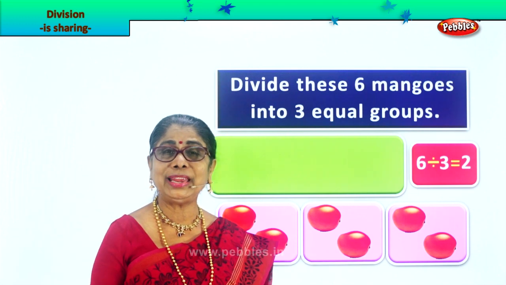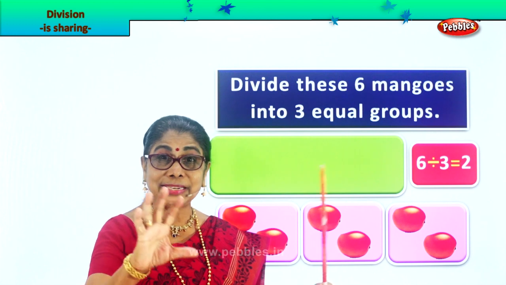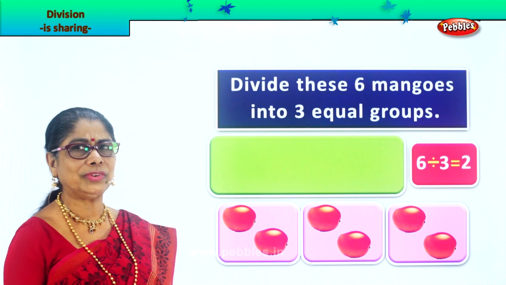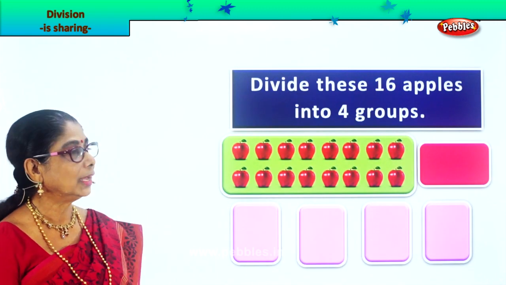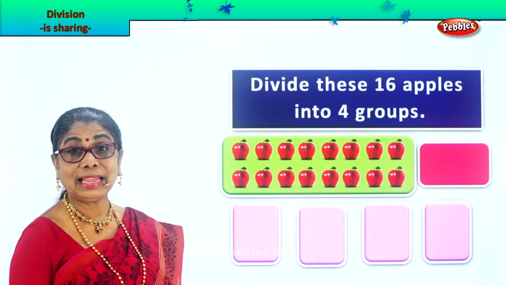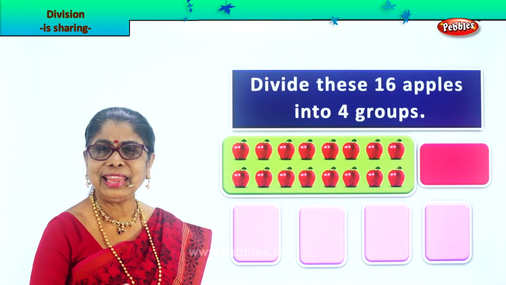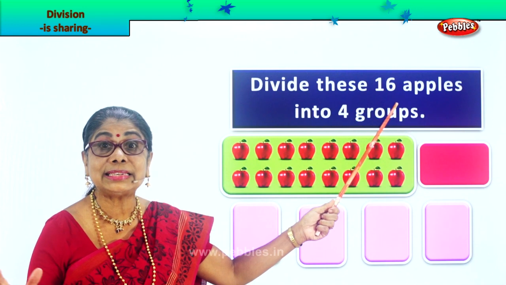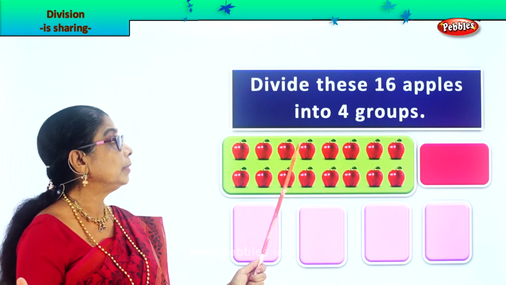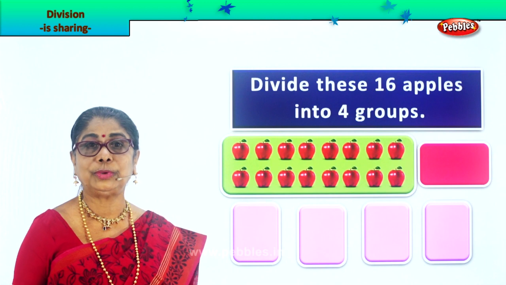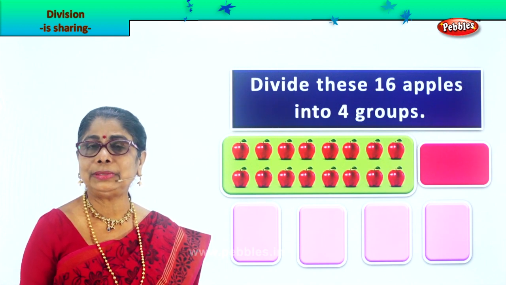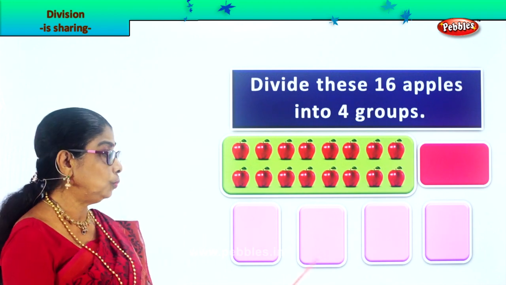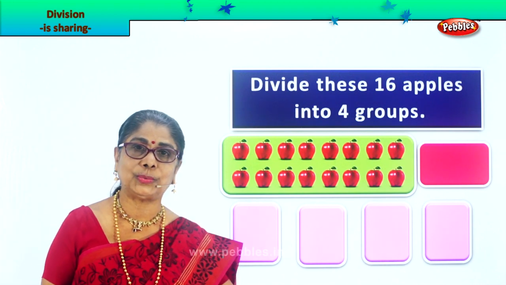Did you enjoy the pictorial representation? Division is equal sharing. Let's take another sum, children. Good. Look at this. Division is equal sharing. Let's read the sum. Divide these 16 apples into 4 groups. We are given 16 apples and we are supposed to put them into 4 groups. 4 trays are given to us.